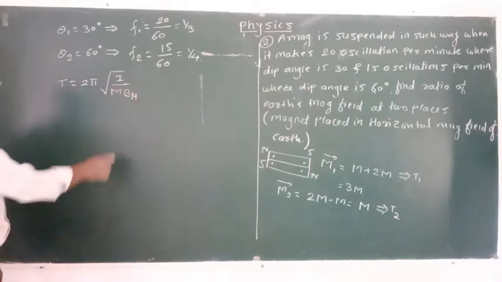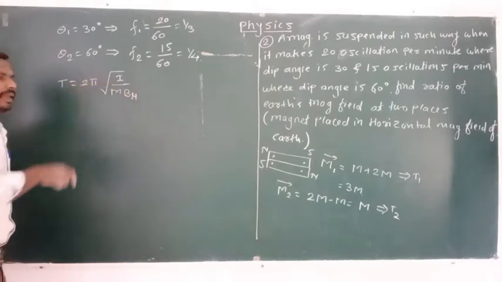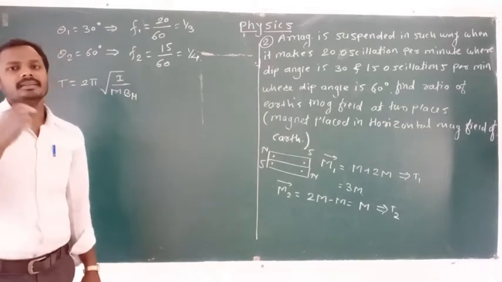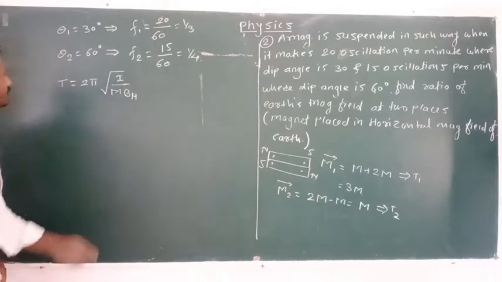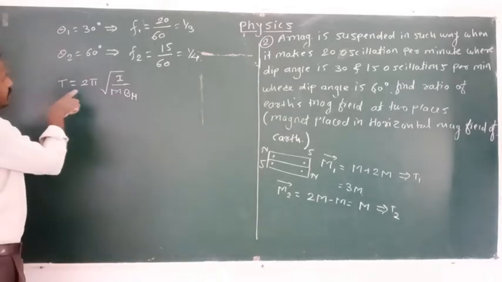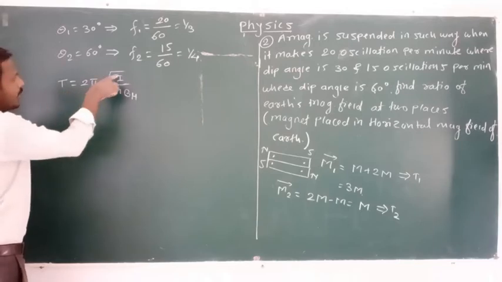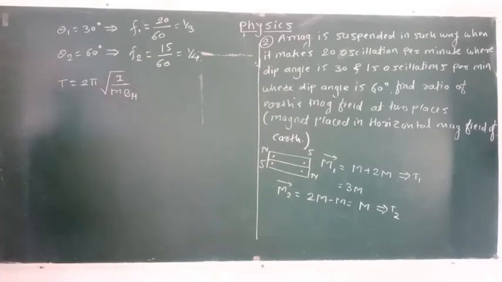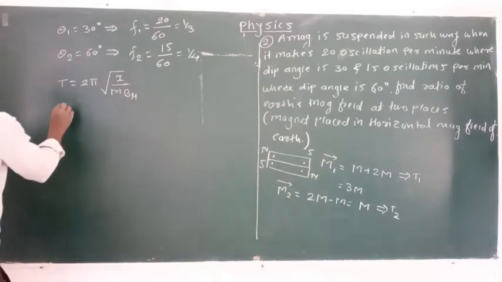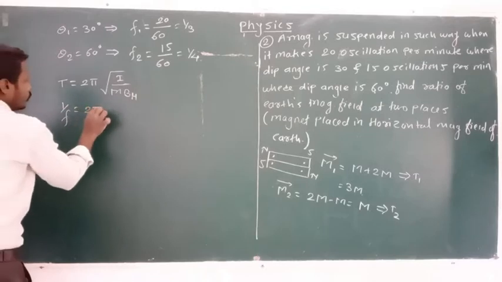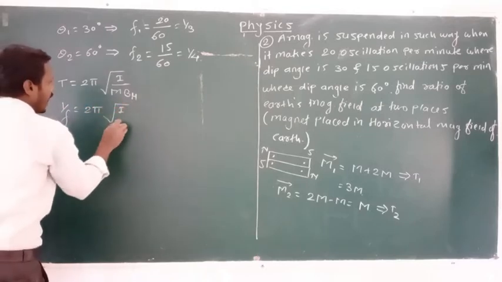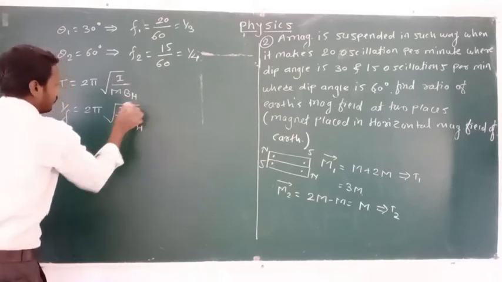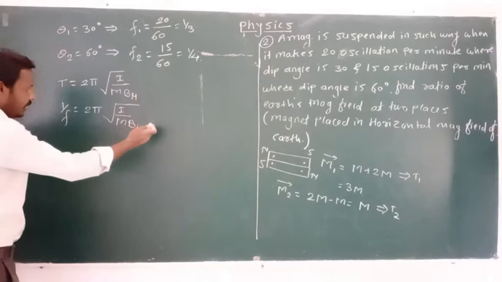instead of B we can write BH, because this bar magnet is kept in the uniform magnetic field of Earth and its direction is horizontal. Therefore we can write T is equal to 2 pi under root I divided by MBH. We know the relation between frequency and time period, 1 upon F is equal to 2 pi under root I divided by MBH.